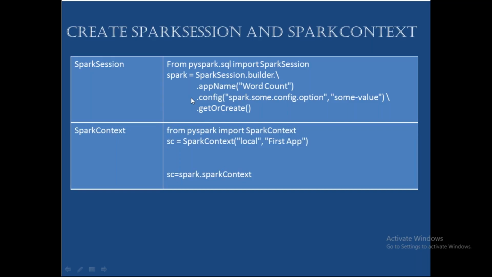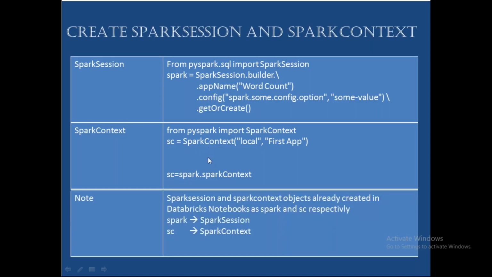But we have something called Spark context, and there will be only one. You will have a single Spark context, which basically communicates with your cluster internally. Even though you are using a Spark session, internally it uses the Spark context. You can create a Spark context directly by using SparkContext with the master and the app name, for example local and first app.